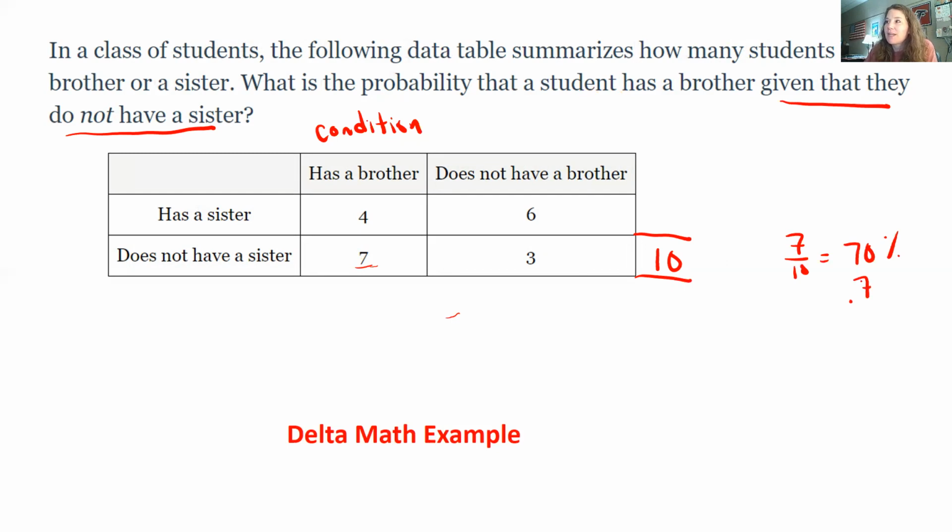Based on the criteria that the person does not have a sister, what's the probability that the student also does not have a brother? Okay, all right, so hopefully that helped.